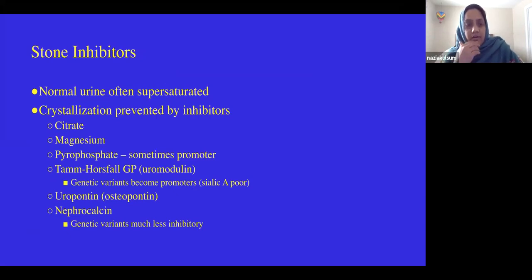So I was talking earlier about stone inhibitors. We know most of the salts that are in the urine form stones, but there are also certain salts in the urine that actually prevent kidney stones from forming. Normally, these are things like citrate, magnesium, pyrophosphates, Tamm-Horsfall protein, which is uromodulin, osteopontin, and nephrocalcin. So these are all naturally appearing substances in your urine that actually prevent crystallization.